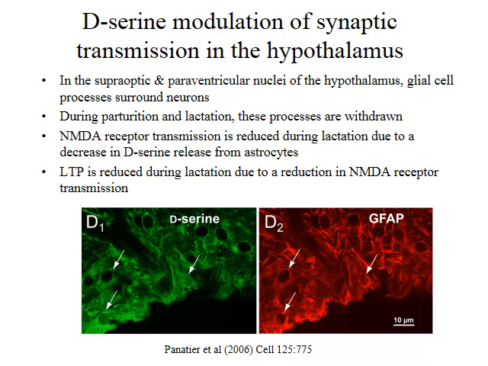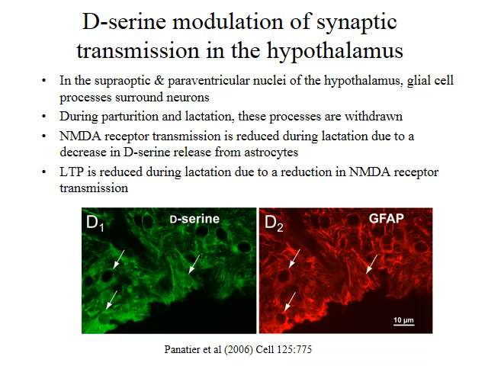Scientists have taken advantage of a unique response of the hypothalamus to demonstrate the importance of D-serine release from astrocytes. In certain nuclei of the hypothalamus, including the supraoptic nucleus and the paraventricular nucleus, glial cell processes surround neurons as they do at other tripartite synapses. However, during parturition, that is when female animals give birth, and during lactation, these astrocytic processes are withdrawn from the synapse, from the tripartite synapse.